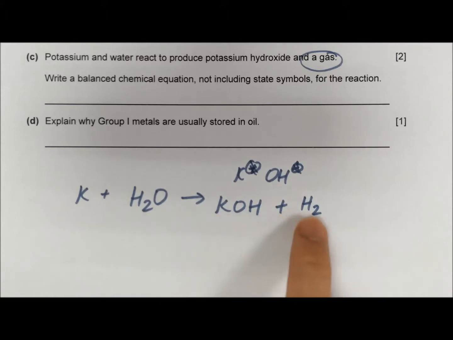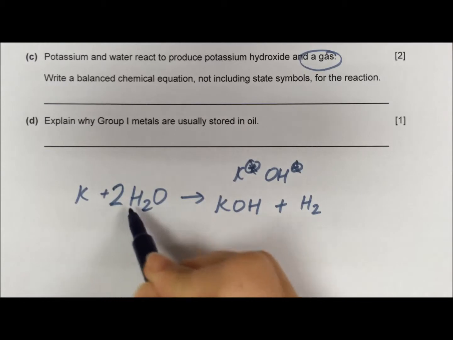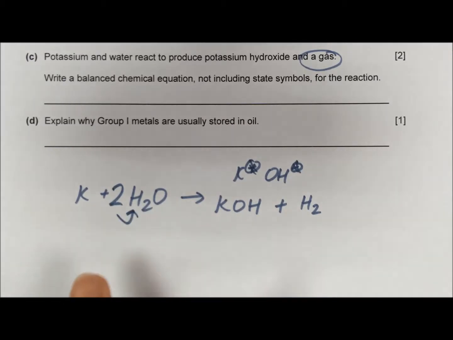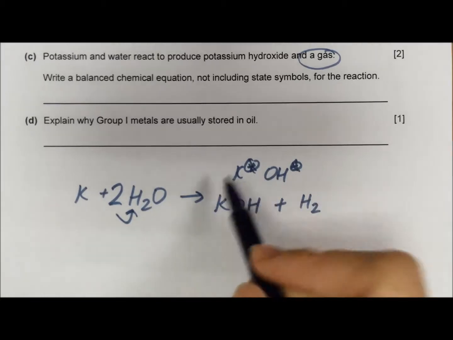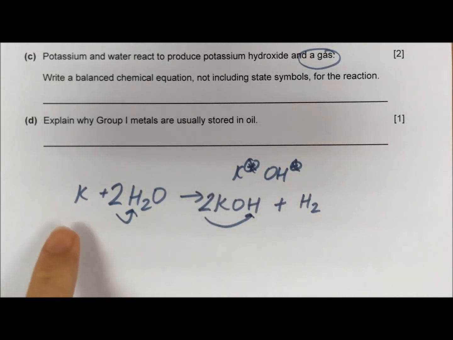So now we count. Hydrogen is the one that's not balanced because you see there are 3 hydrogen on the right. On the left is only 2. So I put a 2 first. So now I get 2 times 2, 4 hydrogen. 2 hydrogen. I put a 2 here, so I have another 2 hydrogen. So you check.